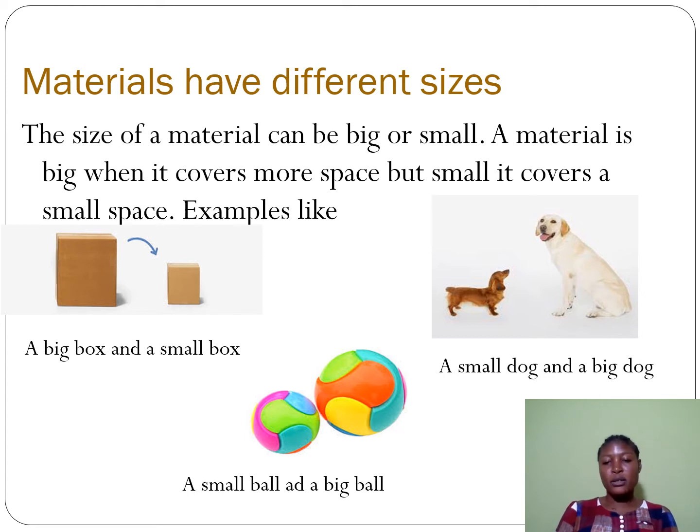We carry on to the other image, which is a dog. We can see a small dog and a big dog. The small dog has occupied a small space, and then that of the big one has occupied a very big space. The last image is a ball. We have a small ball and a big ball. Looking at this, we can see that the small ball doesn't occupy any large space, but the big one does. So you see, it is very true when we say materials have different sizes.